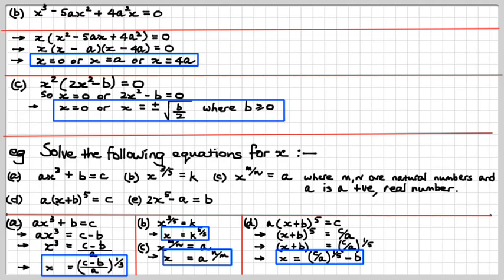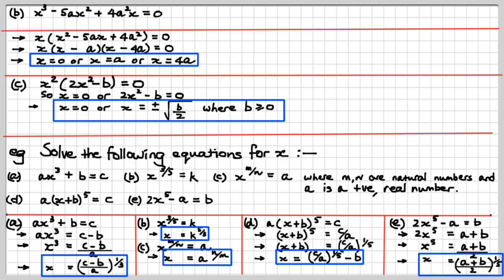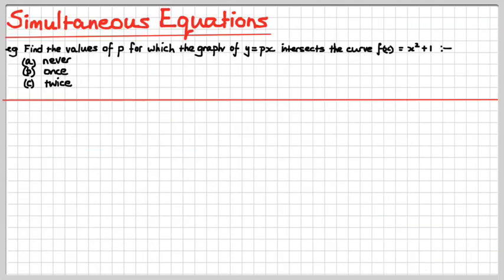What about e now? Well, we could add a to both sides, and then we could divide both sides by 2, and then we could take the 5th root. Excellent. Well, this is going swimmingly, isn't it? Okay, what else have I got cooked up for you?